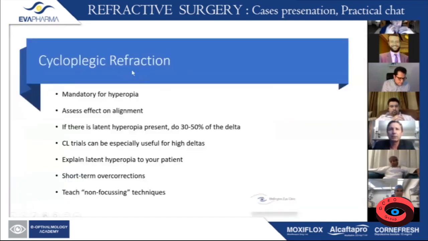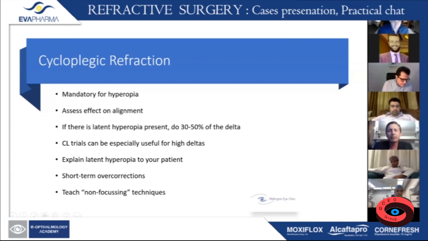Then obviously for hyperopia, it's mandatory to do cycloplegic refraction. You need to assess the effect on alignment if there's a big difference. With latent hyperopia, we would normally do 30 to 50% of the difference. So a +3 manifest, +5 cycloplegic, we'd normally do a +4, maybe slightly less. And if you have a very big delta, a big latent hyperopia, then contact lens trials can be very, very useful. You need to explain latent hyperopia to your patient. They need to understand it. It takes a lot of time, but it saves you so much trouble down the line.